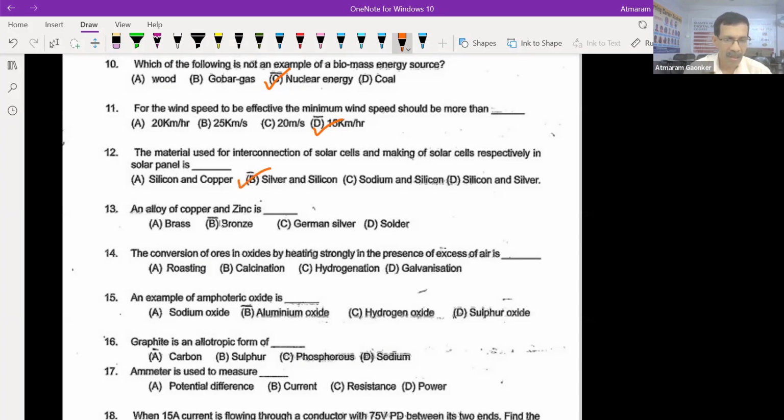Then the next is an information level question. An alloy of copper and zinc is called brass. This is the correct answer.